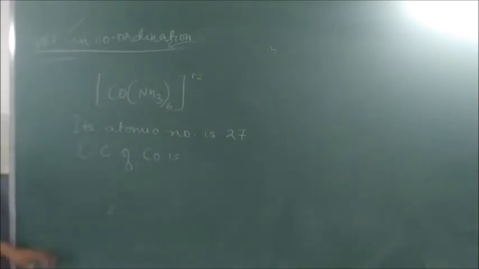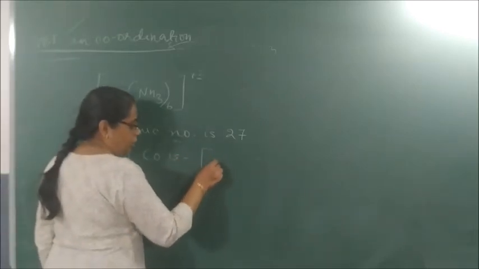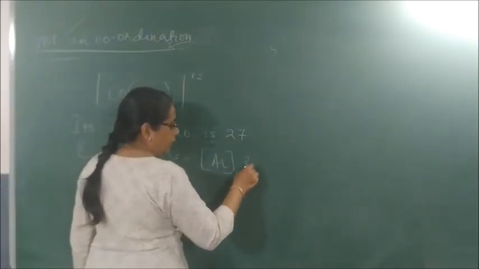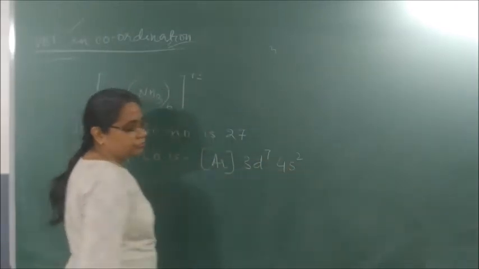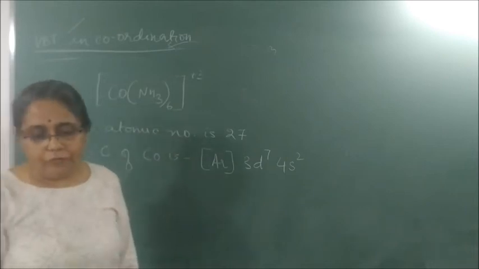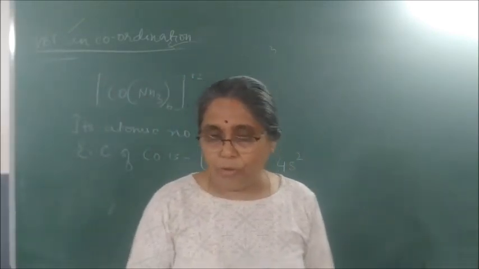Why I am dictating this is the way you are supposed to write to get full marks in this. One question will be sure to come out of the 4 we do, or something similar to it. Cobalt is Argon 3d7, 4s2. Electronic configuration of cobalt is 3d7, 4s2.